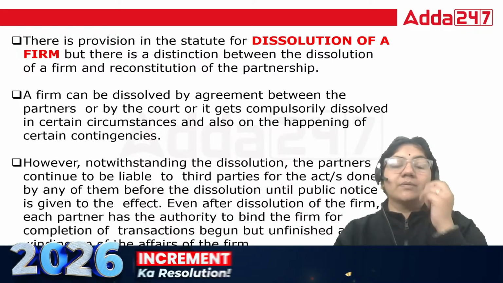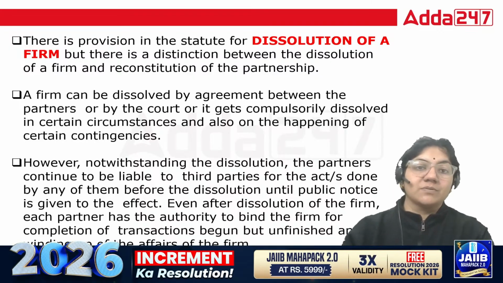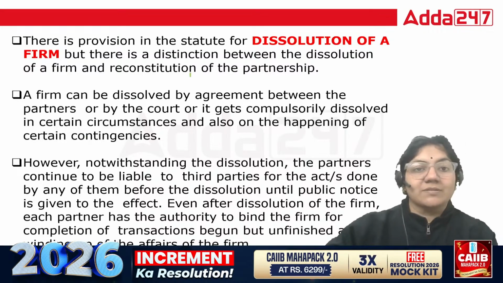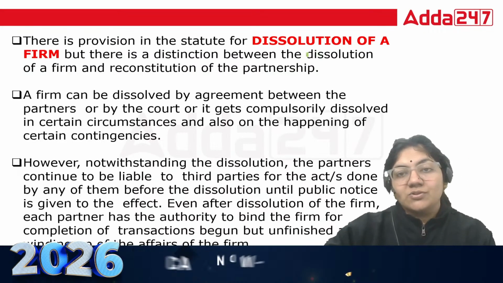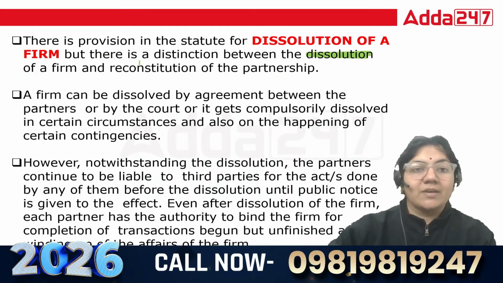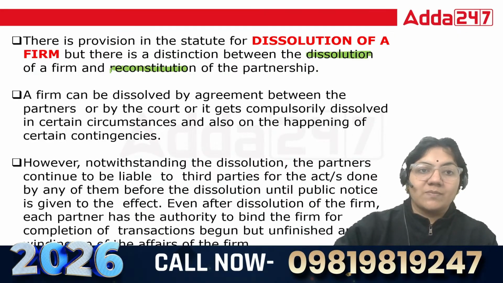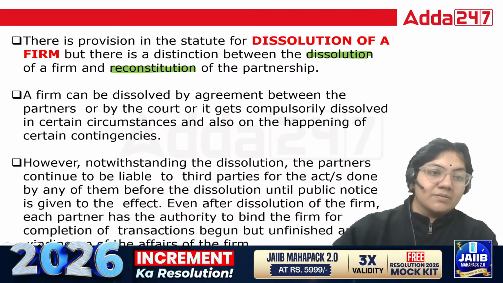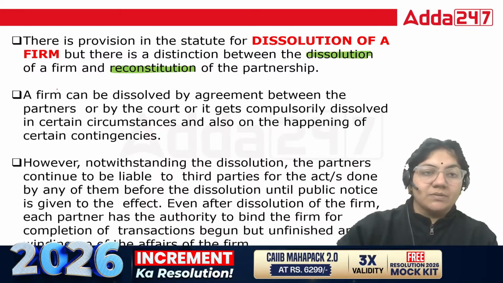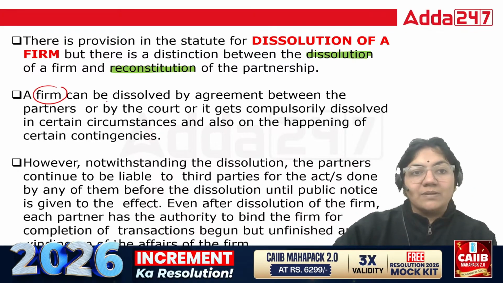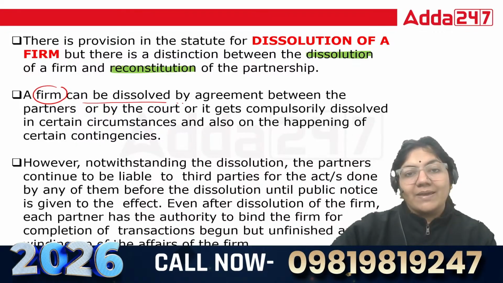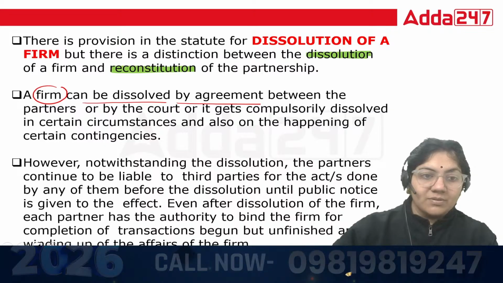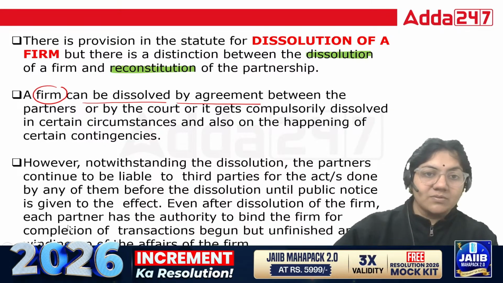Now, about the dissolution of partnership firm. There are two words that you have to discuss: dissolution of partnership firm, and reconstitution of partnership firm. Both are different words. So class, a firm can be dissolved by agreement between the partners, or by the court. It means, what are the ways in which it can be dissolved?